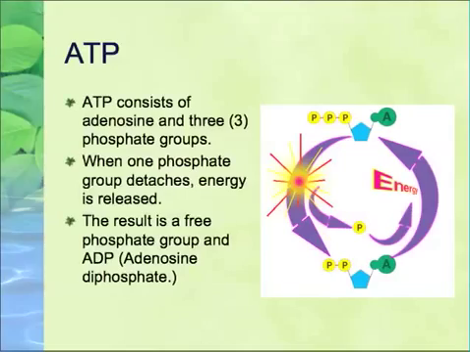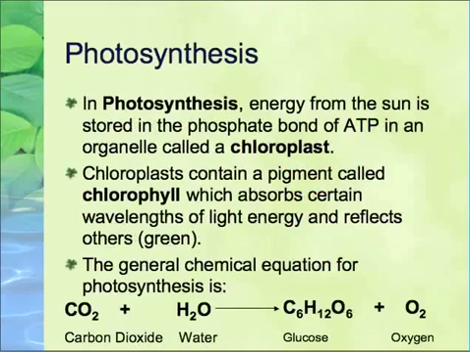All right? Now, let's take a look at photosynthesis. Photosynthesis is important because it takes the energy from the sun and stores it into ATP in an organelle called the chloroplast. Now, a chloroplast contains a pigment called chlorophyll. Chlorophyll is green in color, and it absorbs red and blue light while reflecting green light. And when we reflect green light, it appears green. Hence why green plants have green leaves, because of the chlorophyll.